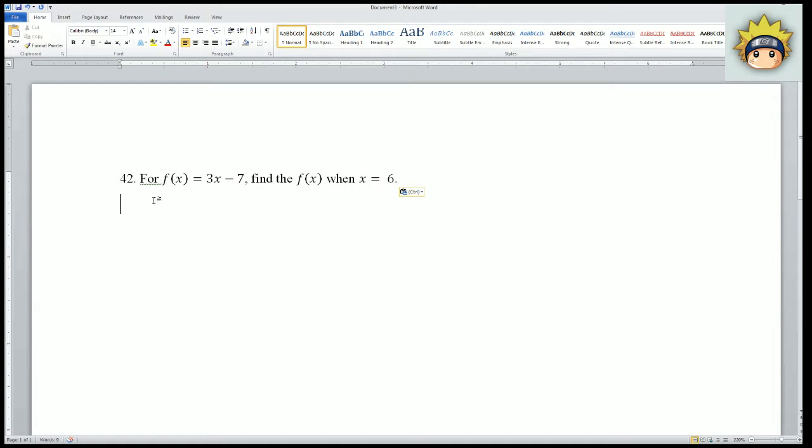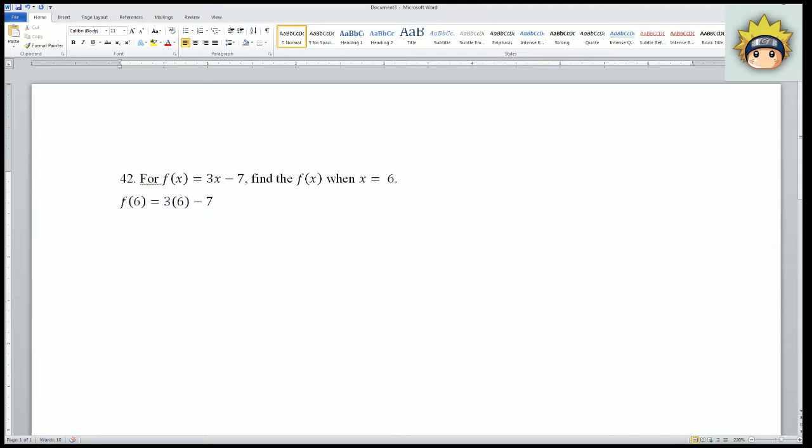So number 42, for the function equals to 3x minus 7, find the value of that function when I evaluate x equals to 6. So here's this function, and I want to evaluate when x equals to 6. So I put the 6 in here, and wherever I see an x, I put in 6. Okay, and we're going to do that.